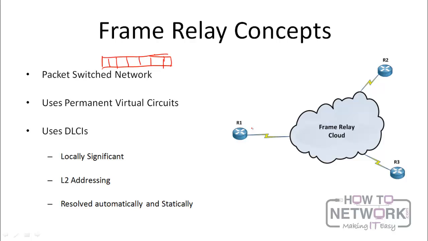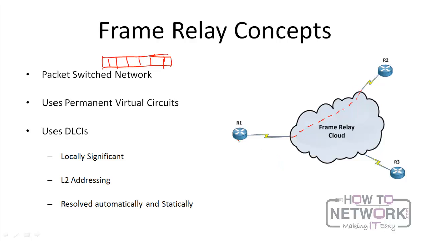Now for frame relay, we use what's called permanent virtual circuits. And the permanent virtual circuit is just a logical connection between two devices or two locations. So for instance, we have this frame relay network here. Normally, if you want connectivity between R1 and R2, you're going to pay a service provider for connectivity between R1 and R2. And it's going to give you a permanent virtual connection between R1 and R2. So you have a virtual circuit between R1 and R2.